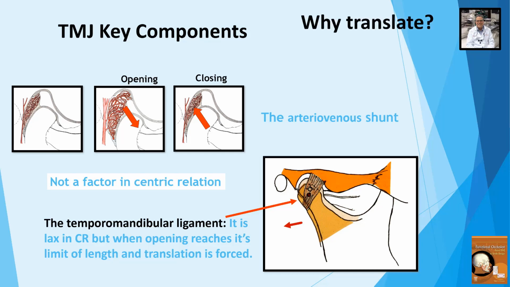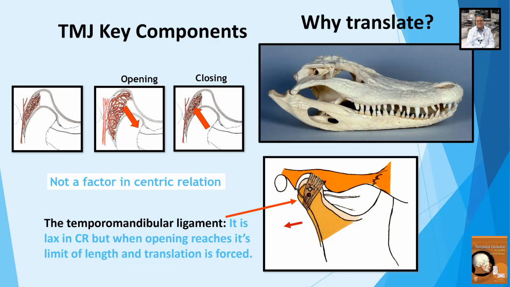If we didn't translate, things would be easier and less complex, and there'd be less potential for dysfunction and or breakdown. But why do you think we would translate? Think about that for a minute as you ponder. Let me show you, this is an alligator. As you're thinking, do you think an alligator translates? You see they've got a completely different kind of condyle rotational movement looking at the base of the skull.